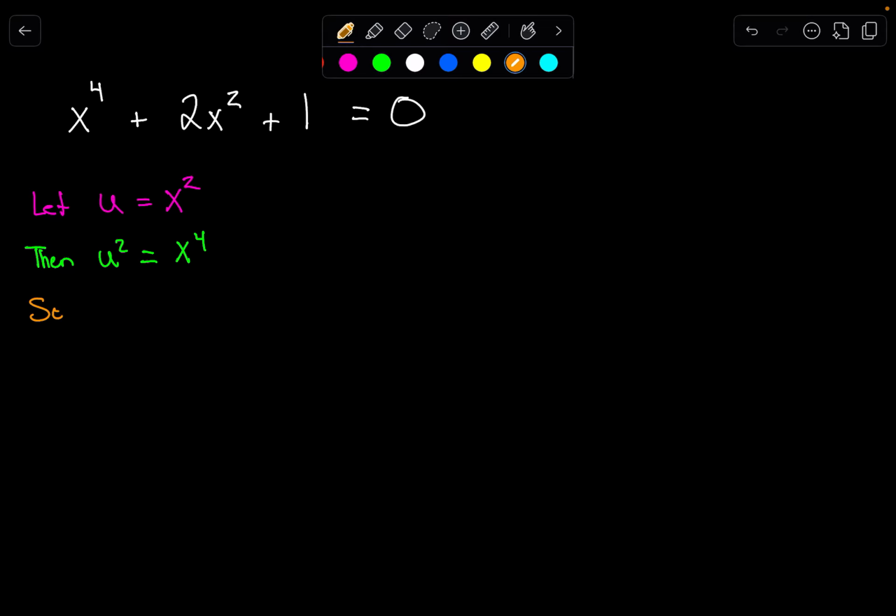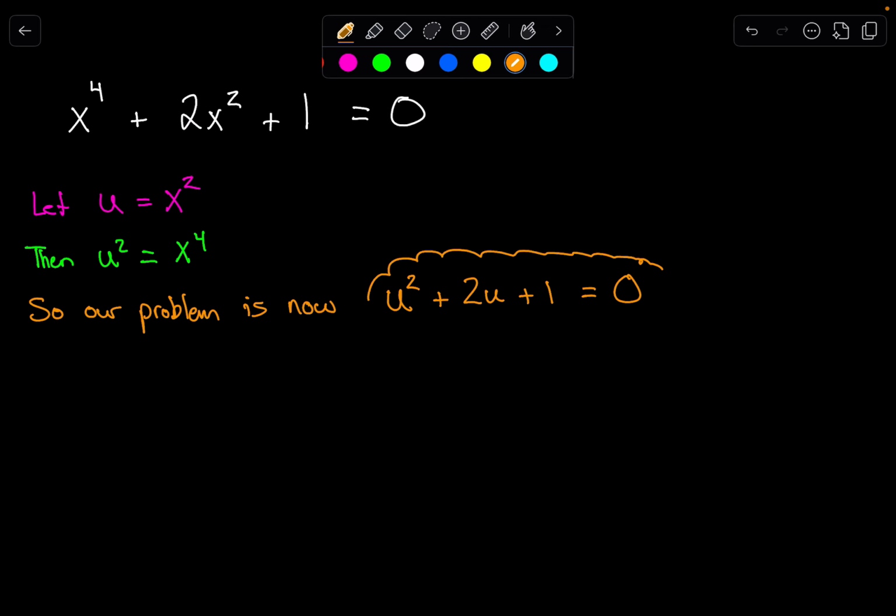And so our problem is now not x to the fourth, it's going to be u squared plus 2u plus 1 is equal to 0. And this thing looks exactly like a quadratic that we know and love. We could just factor this, right? This thing would just factor into u plus 1 squared, and u plus 1 is equal to 0. We could solve this one, and then we go back and try and solve that one. We could use the quadratic formula. There's a whole bunch of things that we could do to try and solve it from here. But the big thing is that two things needed to happen.